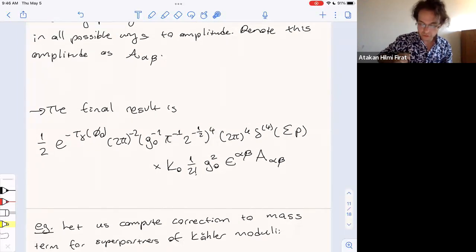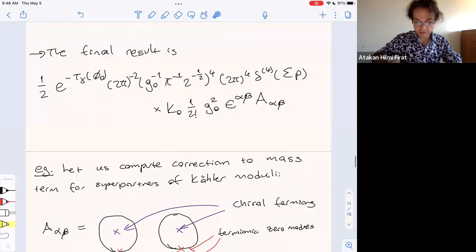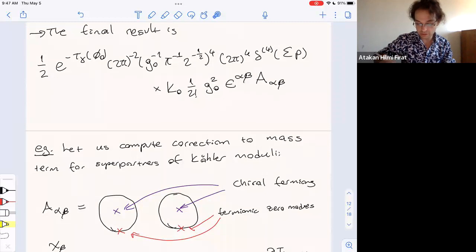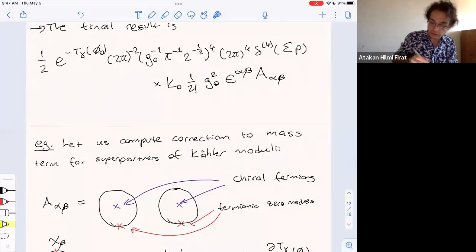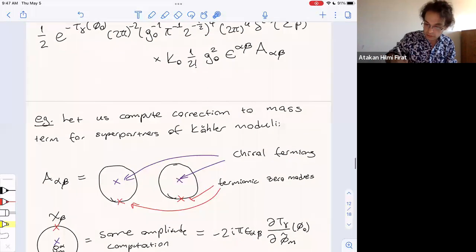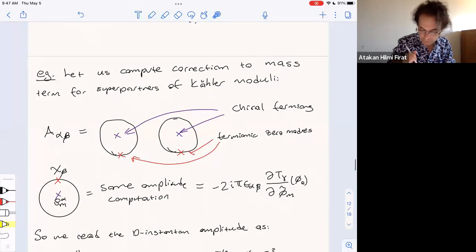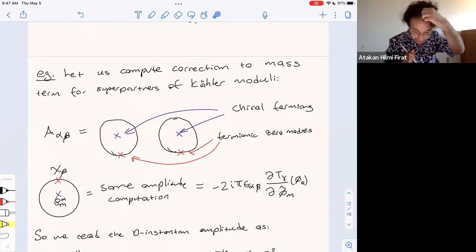So good. So far so good. Let's do an example, the particular case of an amplitude. Say that I want to compute the correction to the mass term for superpartners of Kähler moduli. I already know the overall normalization. All I need to do is compute this amplitude where I have the chiral fermions, the superpartners of the Kähler moduli, with the insertion of these Goldstino zero modes. This is an amplitude computation for which you can find details in our paper.